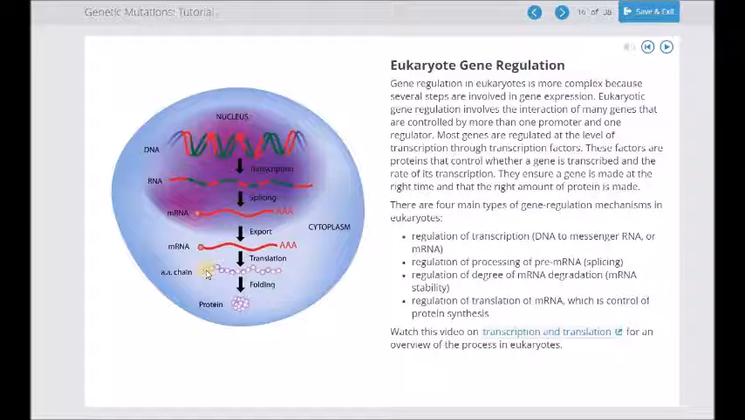And then finally, the last part is taking the information from the mRNA and turning it into a chain of amino acids, which then folds into a protein. Now this process is really complex, and remember me telling you that there's a video on it. I'd like for you to watch that.